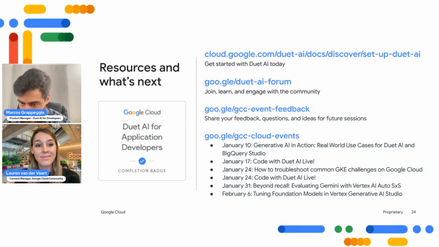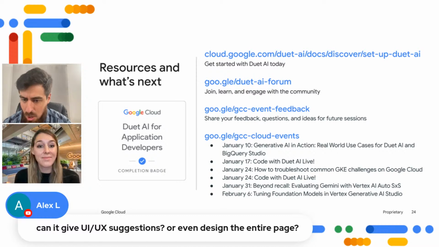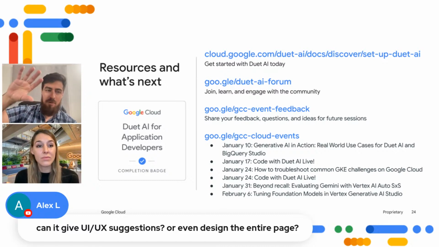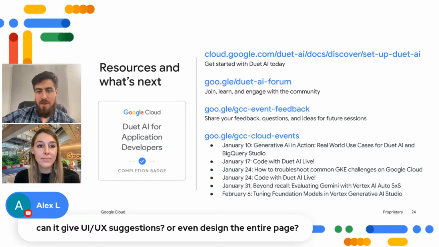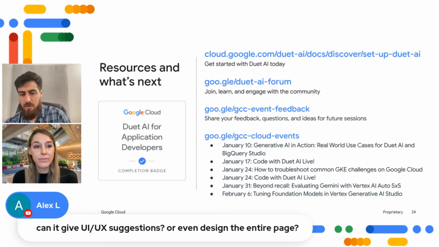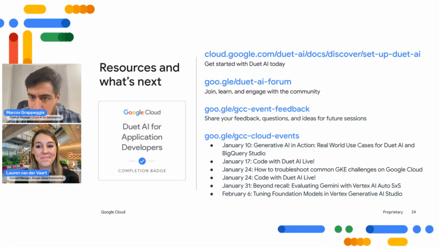And Alex L has a question. Can it give UI/UX suggestions, or even design the entire page? So, partially. If you're talking about, let's say, helping you write a manifest file, or helping you write code, yes. But it won't help you create visual assets. If you're talking about visual assets, it won't help you, but it will help you with code writing tasks specifically. All right, I think I may have covered the bulk of the questions here, and I see we are at time.